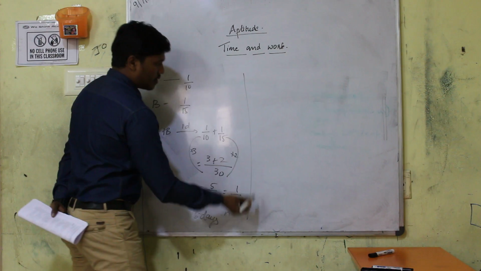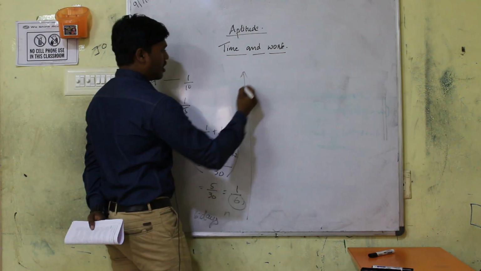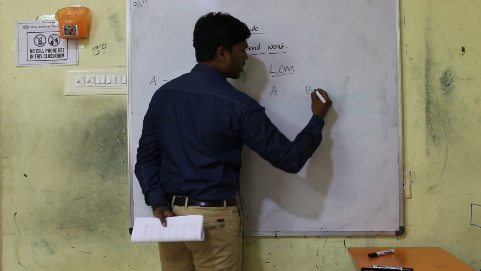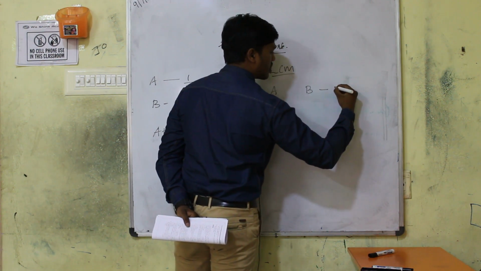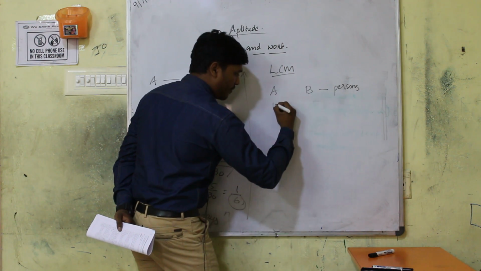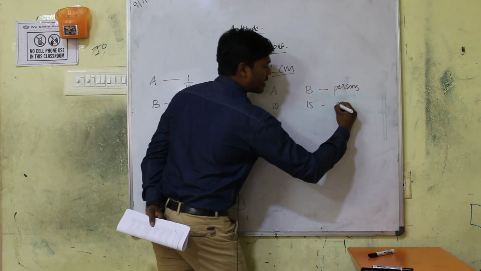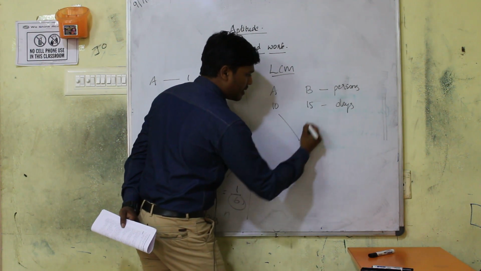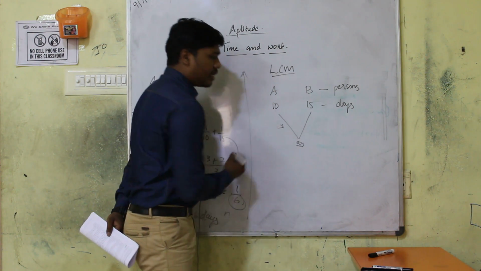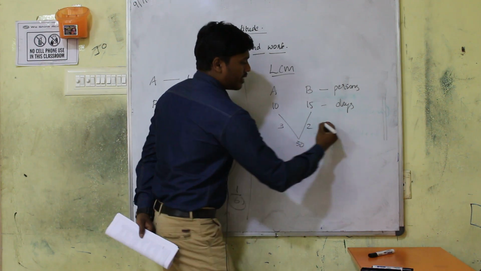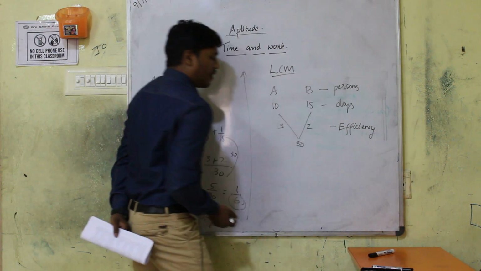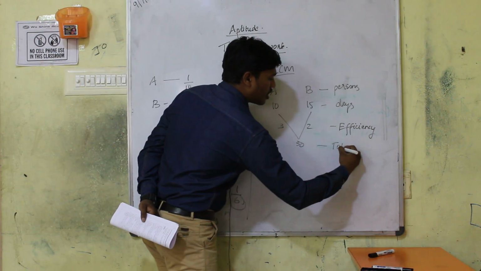So we have another type of sum. This is the LCM type. If A and B are persons, A can do the same work in 10 days, B can do it in 15 days. So the LCM is 30. 10 is 3 times 30 and 15 is 2 times 30, and this is your efficiency, which means this is your total work.